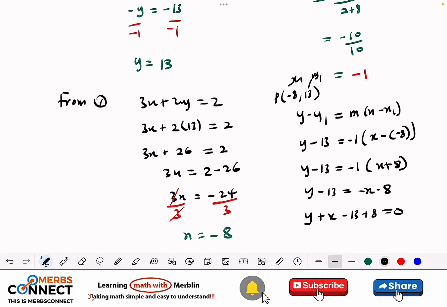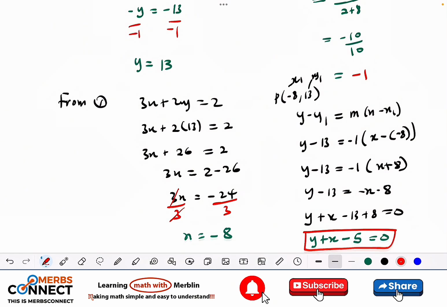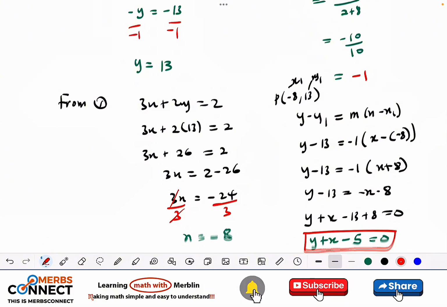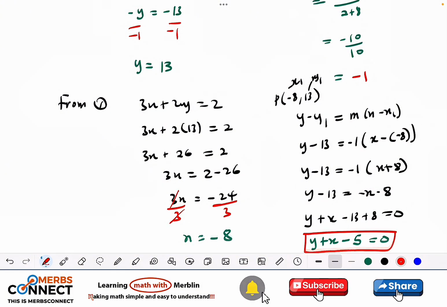So we are going to have our final result to be y plus x, and then when I add this one, I'm going to have negative 5 is equal to 0. So this is what I'm going to get at the end of the day. x plus y minus 5 is equal to 0, or you can say y plus x is equal to 5, right?